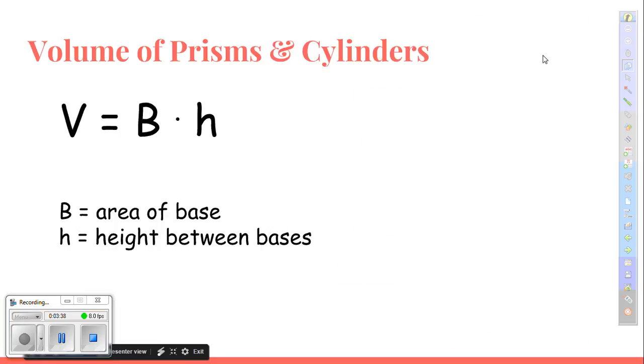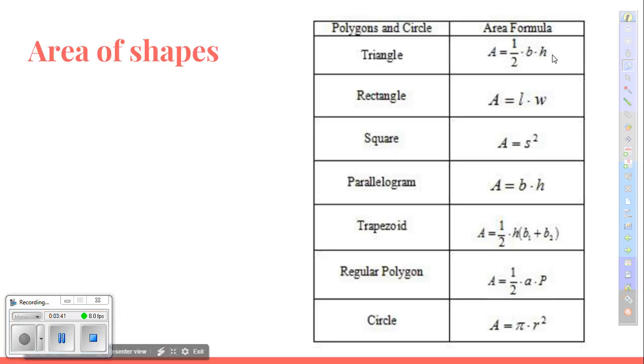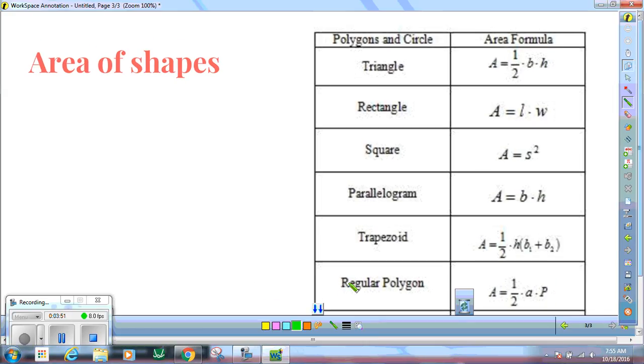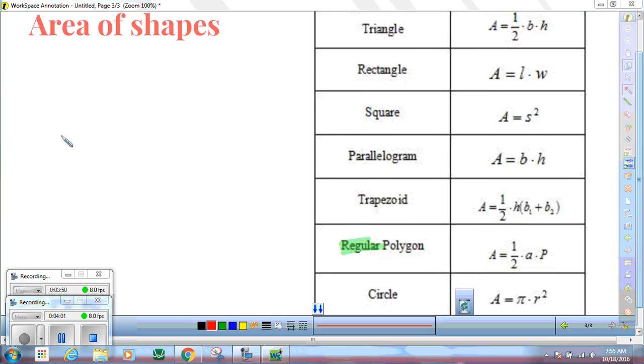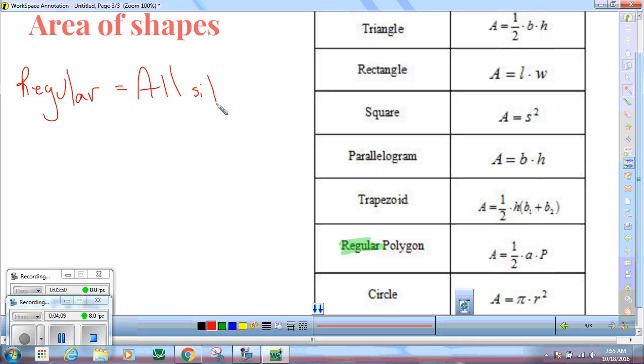Don't forget base and height and length and width and side squared. Don't forget a trapezoid has two bases, the two parallel sides. And then regular. Let's talk about regular for a second. This is regular polygon. Regular is not just a random word that got thrown in there for no good reason. It does actually have a definition in math when we talk about regular. Regular means that all the sides and angles are equal. So all sides are equal or congruent to each other, and all angles are equal to each other.